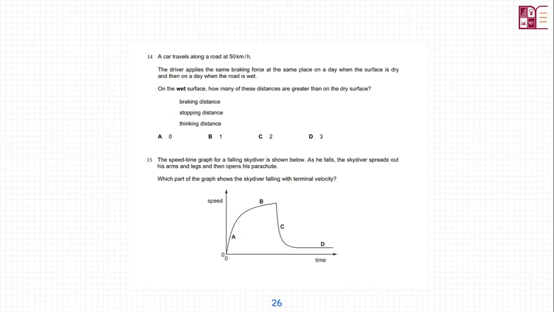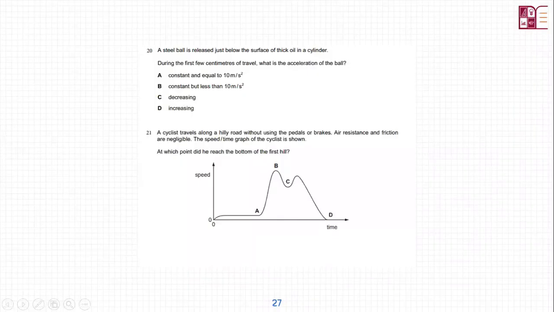This is the terminal velocity. It's a uniform velocity achieved after the air resistance has increased so much that it is equal to the weight of the body acting downwards by the gravitational pull. So option D is the correct answer for this question. Now, moving on to our next question.